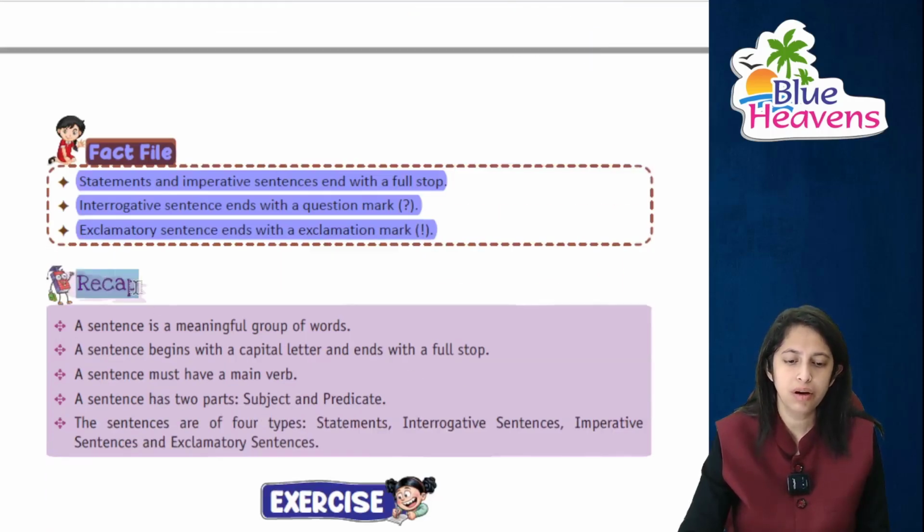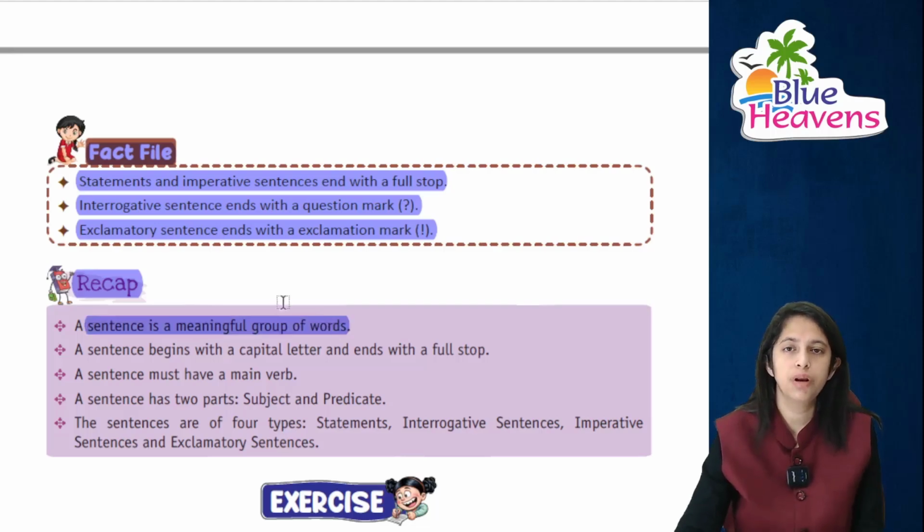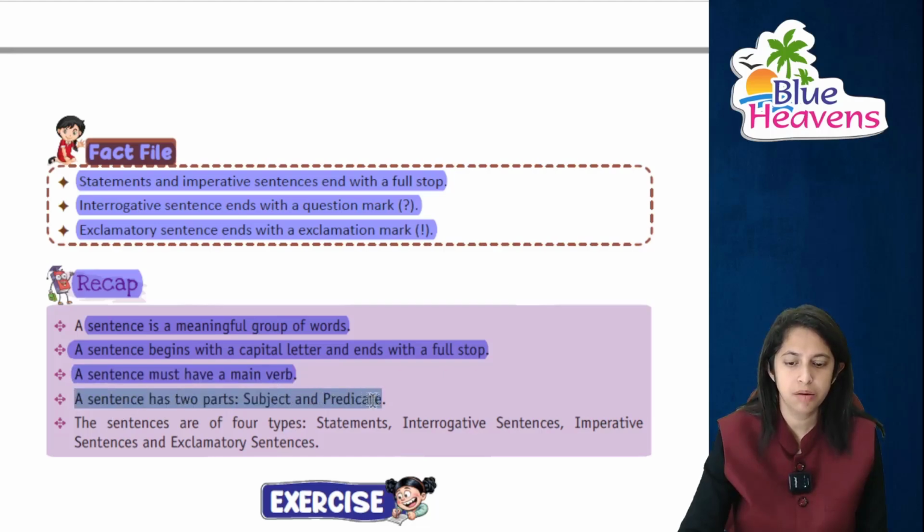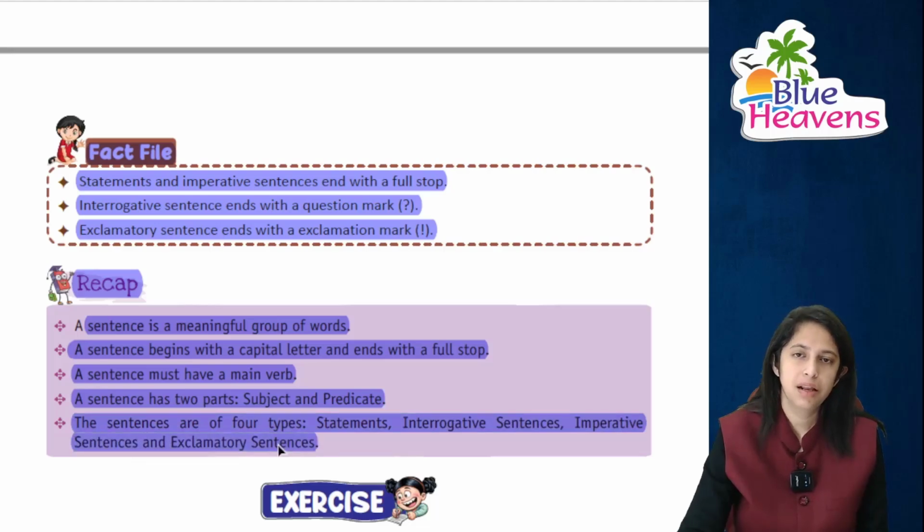There is a short quick recap. Sentence is a meaningful group of words. We all know group of words को मिला के एक sentence बनता है. Sentence हमेशा begin करता है capital letter से and it ends with a full stop. Sentence के पास एक main verb होती है. Sentence has two parts, subject and predicate. Sentence के पास four types होते हैं: statement, interrogative sentences, imperative sentences and exclamatory sentences.